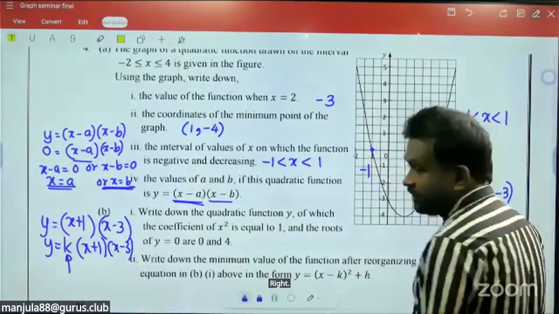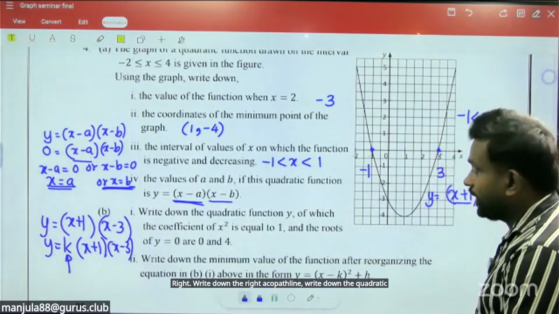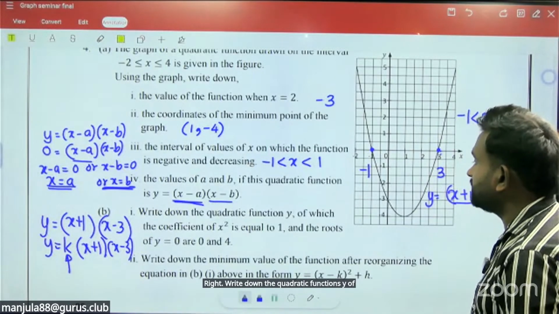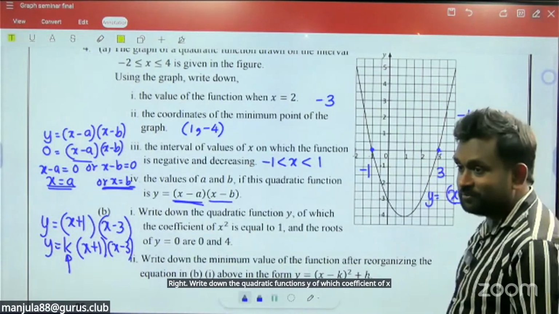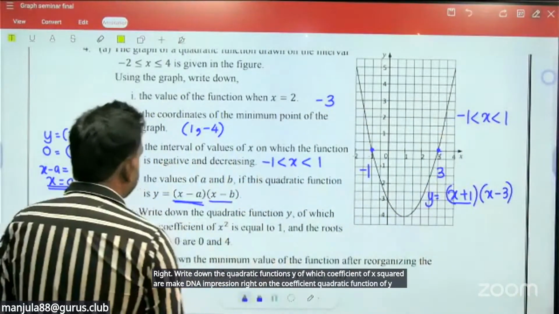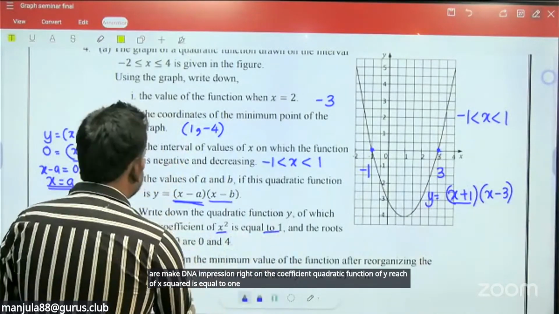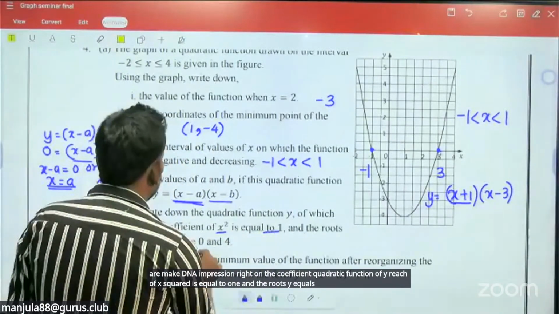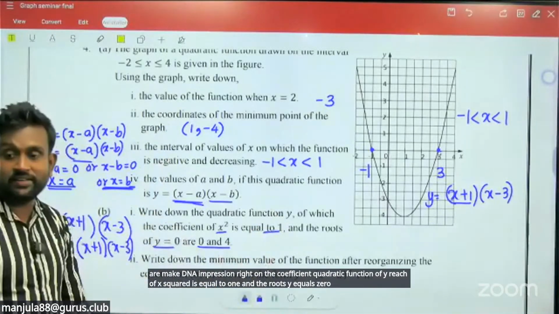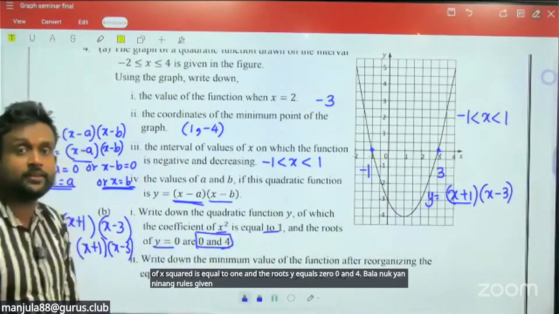Write down the quadratic function y of which the coefficient of x squared is equal to 1 and the roots, where y equals 0, are 0 and 4.